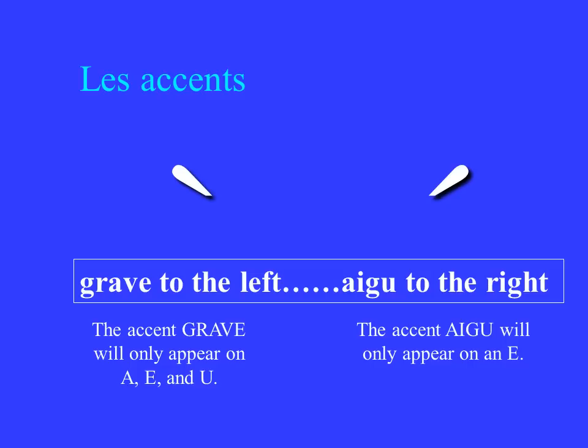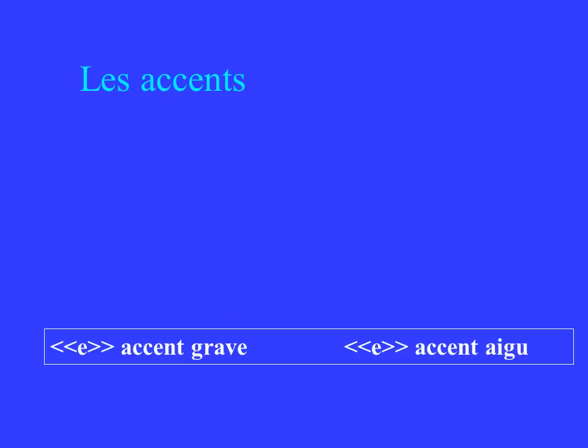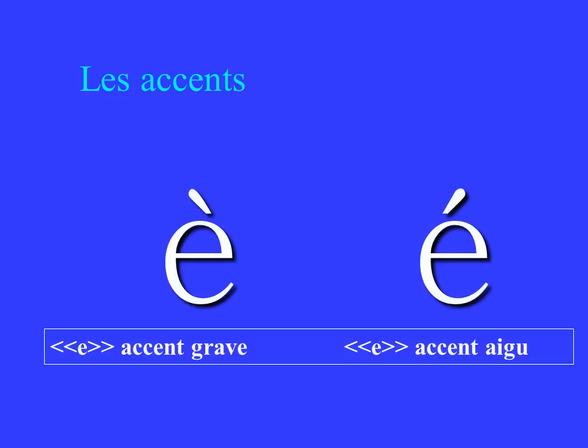So the grave will appear above an A, E, and U, and the accent aigu will appear only above the letter E in French. Répétez après moi. E accent grave, E accent aigu. So notice we say the letter, the vowel, and then we say the word accent, and then we say the grave, the aigu, the circonflexe, or the tréma.